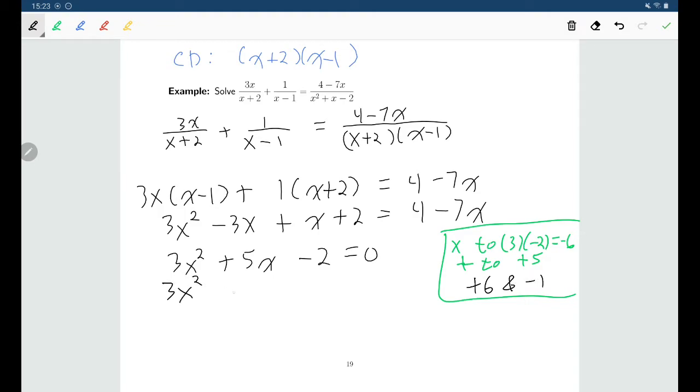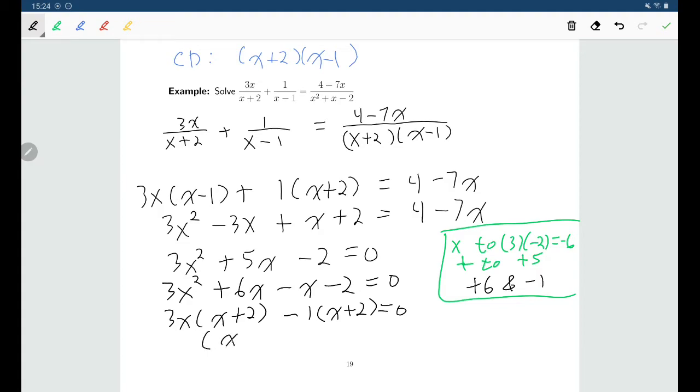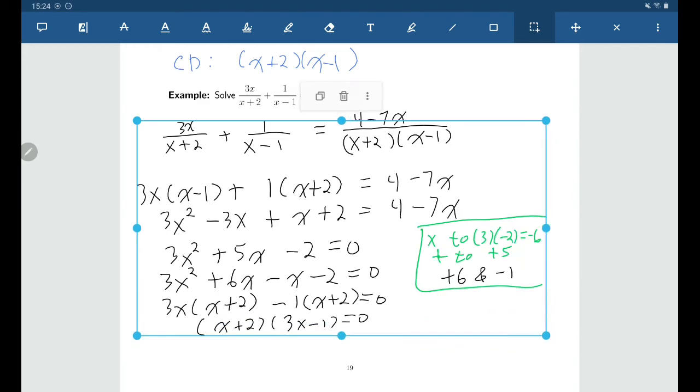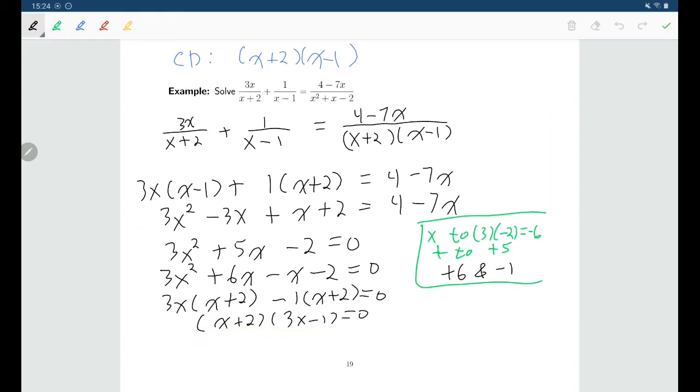So now I'll rewrite this as 3x squared plus 6x minus x. And now I'll complete this by factoring by grouping. First two terms, I can factor 3x out, leaving x plus 2 behind. And from the next two terms, if I factored negative 1 out, that would also leave x plus 2 behind. So we'd have x plus 2 times 3x minus 1 equals 0. So two solutions, we would find that x is equal to negative 2 and x is equal to a third. Let's just give ourselves a little bit of room here.